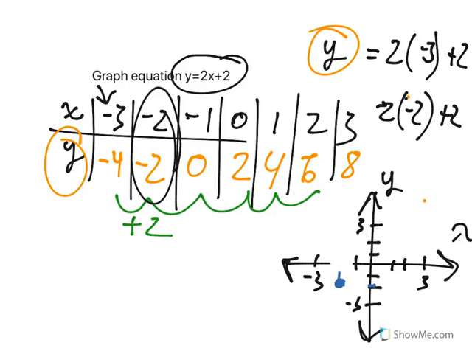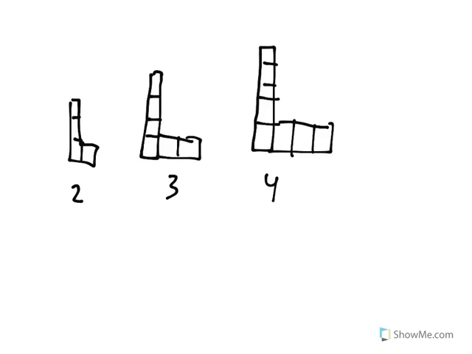Our second point, -1 and 0. We have -1 on the x, and 0 on the y. It's right here. Then we have 0 and 2, and so forth, 1 and 4. Okay? And now I have graphed a line, like you did with your bodies in the gym. This is problem number 1.